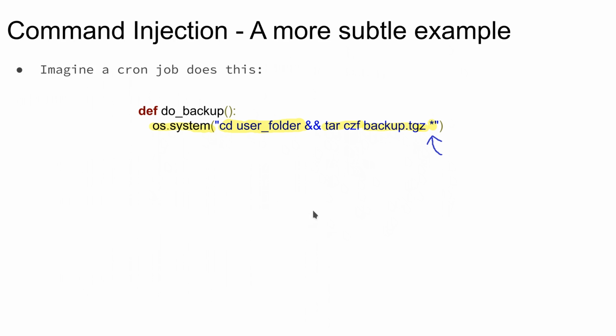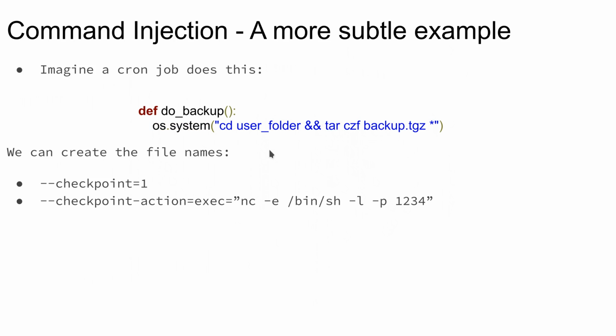Now let's assume within this user folder we can create files with arbitrary file names. Now maybe think about whether this could lead to code execution, if we can just create files. Well, as it turns out, yes. We can create file names. Let's just create two files. One with the file name --checkpoint=1, and one with the file name --checkpoint-action=exec=something.